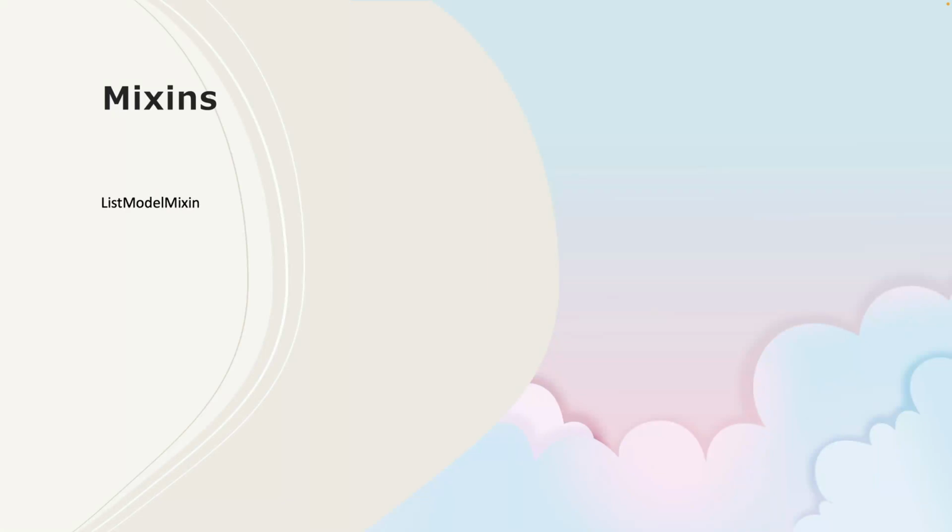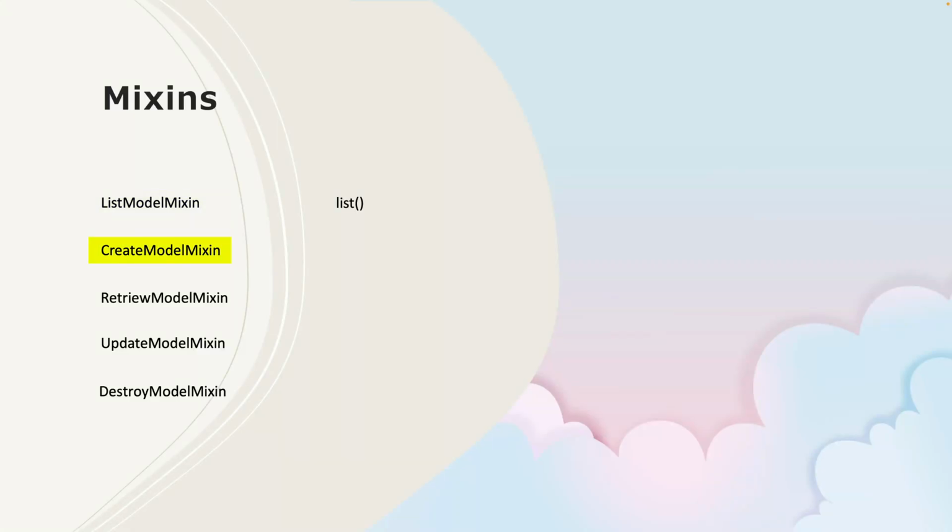The first one is list model mixin, then create model mixin, then retrieve model mixin, update model mixin, and destroy model mixin. Once you extend this list model mixin in your class-based view, you have the support for returning the list of objects automatically, which also means it provides you with a built-in method called list. And then create model mixin, it will automatically create the new object in the database using its built-in method called create. Similarly, retrieve model mixin will give you the support for retrieving a single object or a single employee data using its built-in method called retrieve.